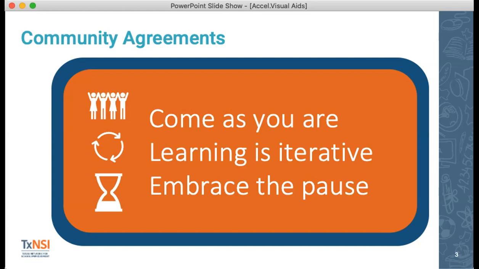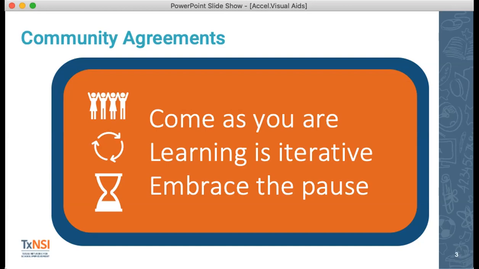Second one, learning is iterative, meaning that it's cyclical in nature, just like our PDSA cycles. It's not going to happen in one sitting. You may have to watch the video over again. You may need to talk to friends. You may need to try one out in the classroom, see how it works. So there's a lot that you can do, but you're going to have to take baby steps in order to get this all into your normal routine.